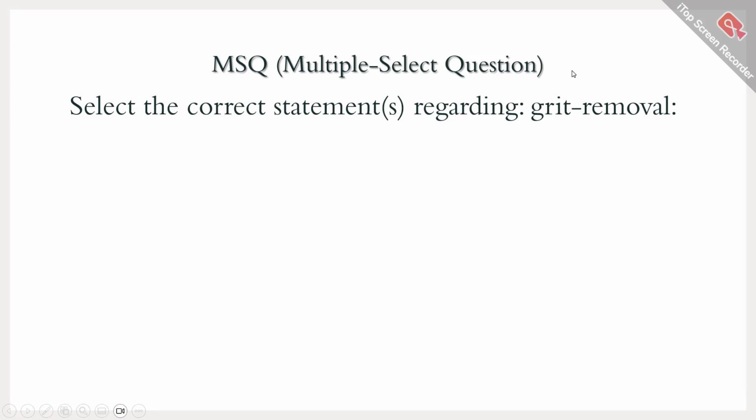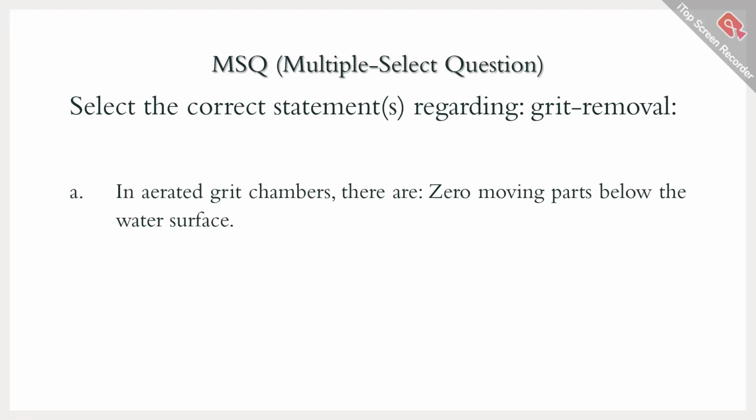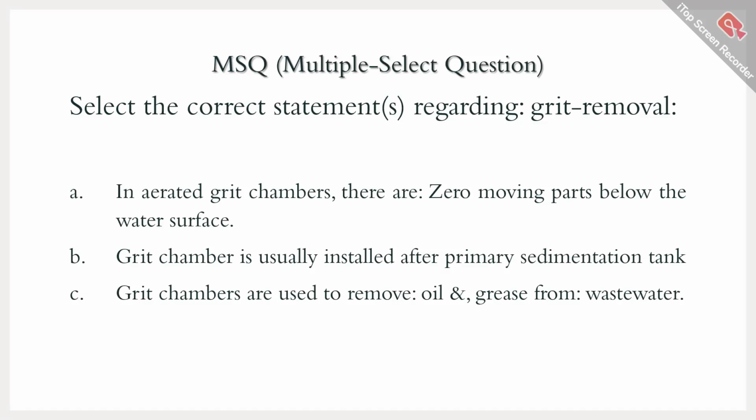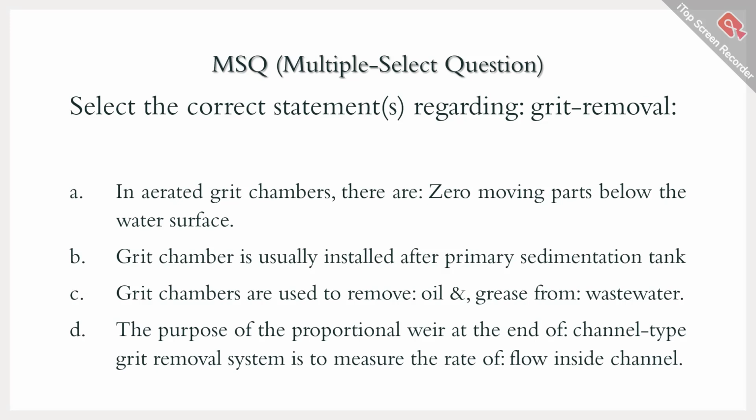If you are a student who has given the GATE exam, you might have encountered this kind of question. This is called an MSQ, or multiple select question, where more than one option may or may not be correct. So the statements are: A, in aerated grit chambers there are zero moving parts below the water surface. B, grit chamber is usually installed after the primary sedimentation tank. C, grit chambers are used to remove oil and grease from the wastewater. D, the purpose of the proportional weir at the end of the channel type grit removal system is to measure the rate of flow inside the channel.